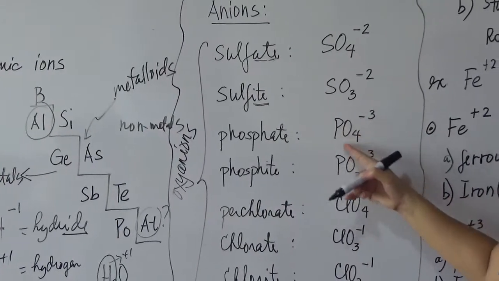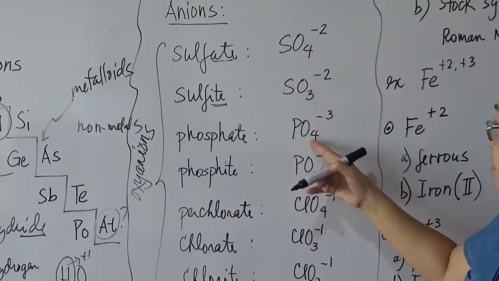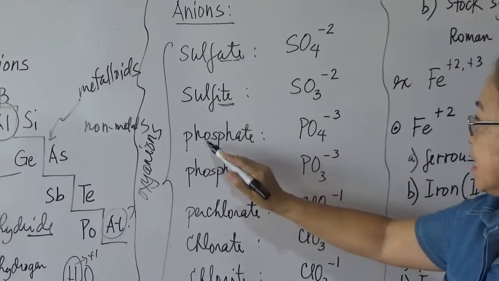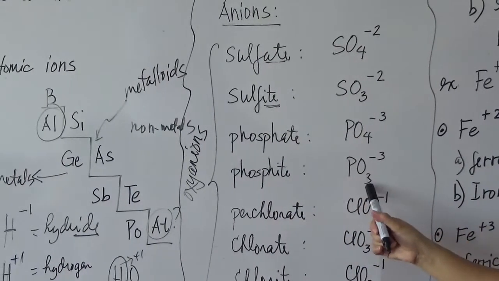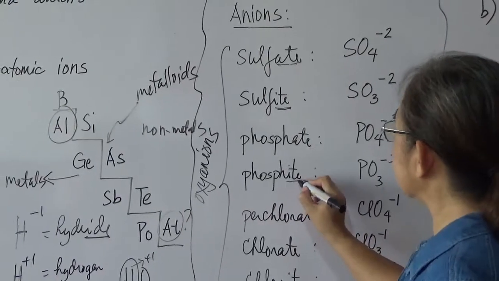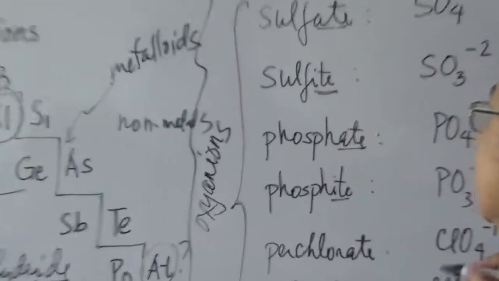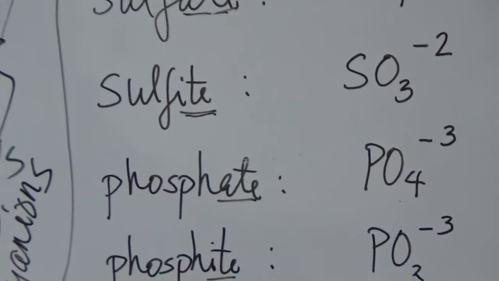The first one, with the higher oxidation number of oxygen atoms, will be named as phosphate, ate. And the one with the lower, phosphite, ite. Take note again, class, because this will be needed in the naming of the acid compound.